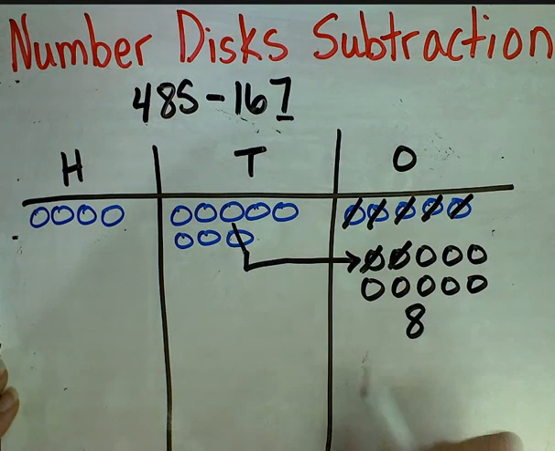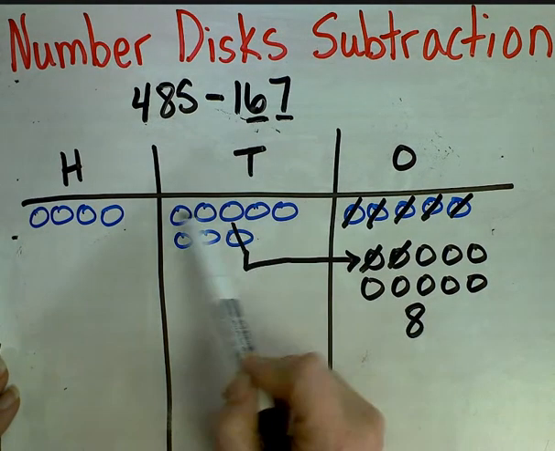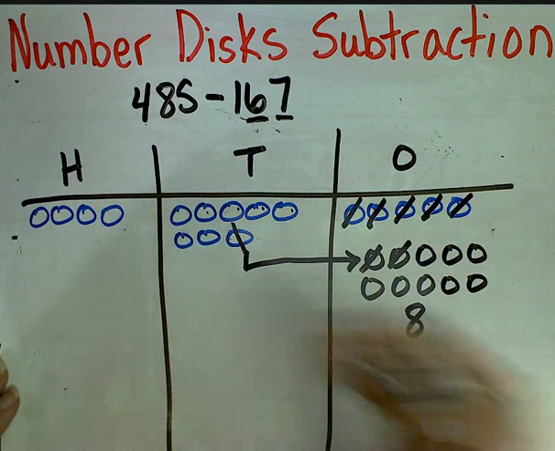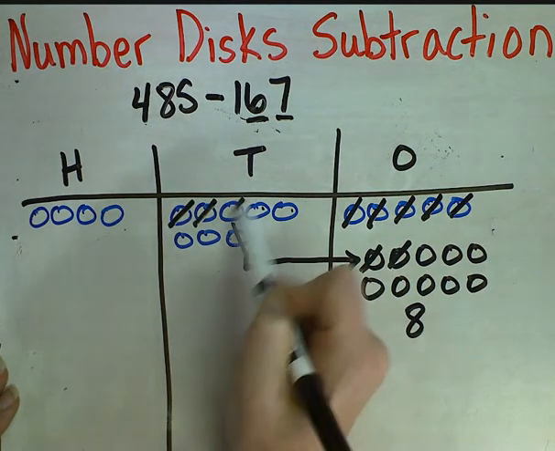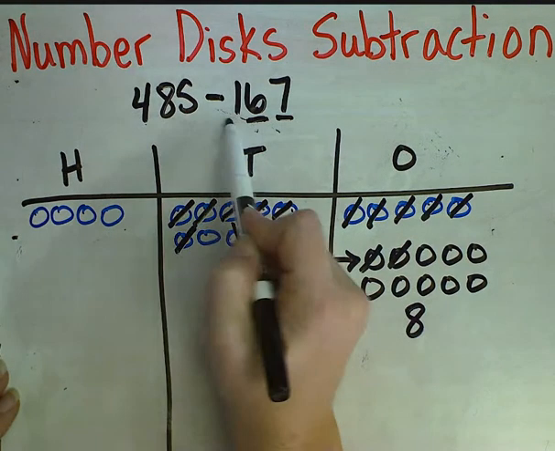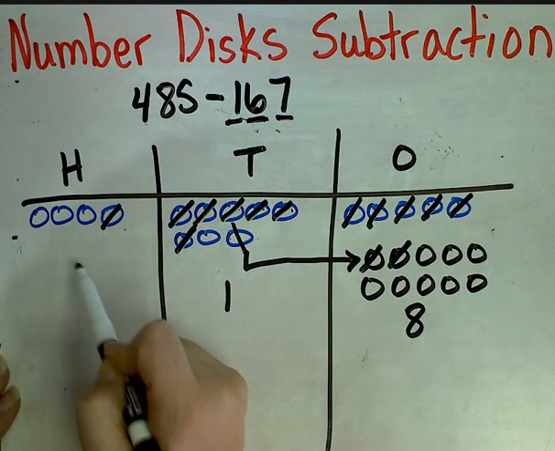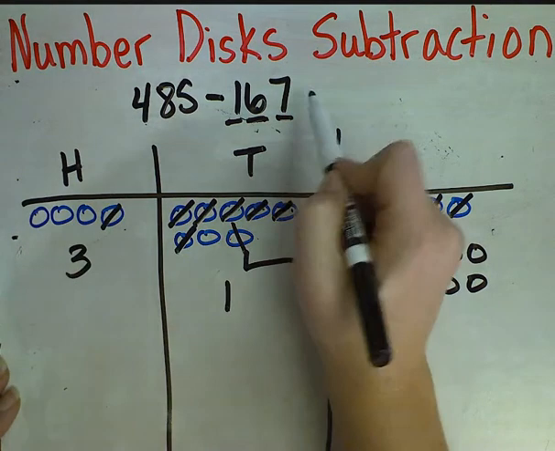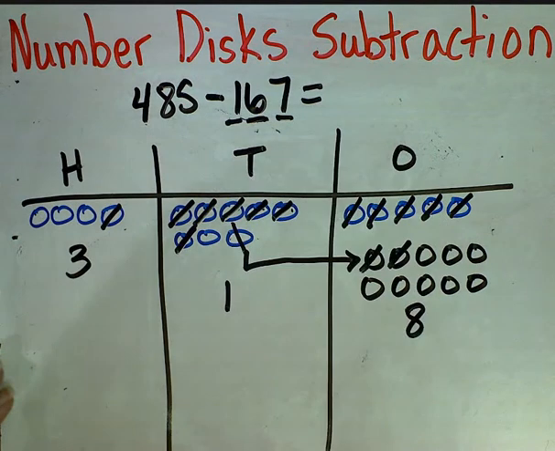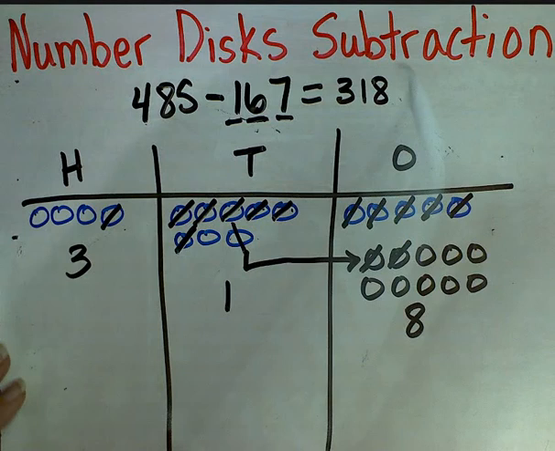Now I'm going to look at my tens. In this case, I need to subtract 6 tens. 1, 2, 3, 4, 5, 6. I have enough. I'm left with 1 group of 10. And I'm going to look at my hundreds. In this case, I'm subtracting 1 100. I'm left with 3. So the answer to 485 minus 167 is 318 using the number disc method.